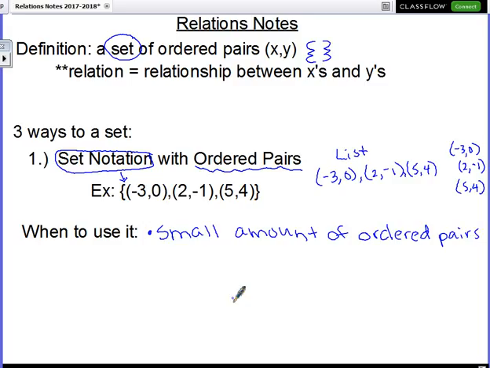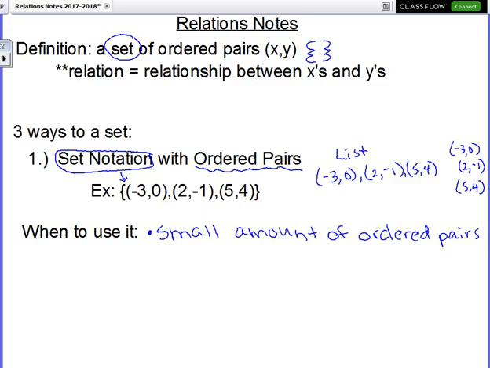But if you have a lot of ordered pairs, it's a pain to have to sit there and do the set notation and then parentheses for an ordered pair and then list the ordered pair and then close the parentheses and then a comma and then another parentheses and list the ordered pair, and you'd have to keep repeating that process for a lot of numbers, and that would take a really long time. So we have another way that we can represent relations that would be shorter.